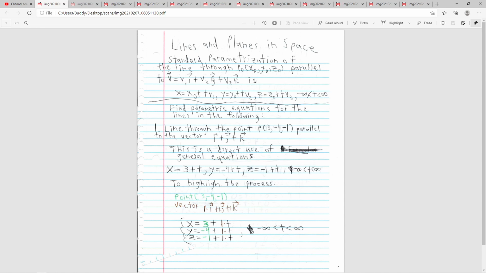But they use the first 4 problems. There are 5 that use this, but we're going to only briefly go over the last one of the 5 that would use this directly. But yeah, the standard parameterization of the line through P0 (x0, y0, z0), parallel to a vector, has this form. You probably saw this in calculus too, some parametric equations. Basically, it's not that complicated here.